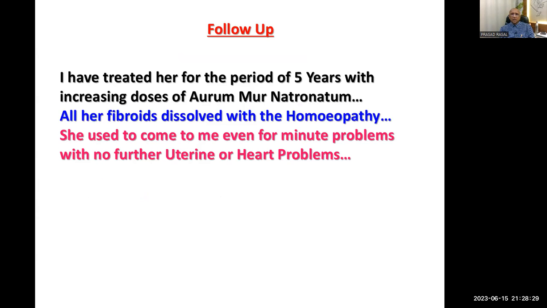So this is a wonderful remedy which one must learn, a female remedy associated with tumors, associated with vaginal prolapse, associated with uterine prolapse, associated with induration of ovaries. Never forget Aurum muriaticum natronatum.